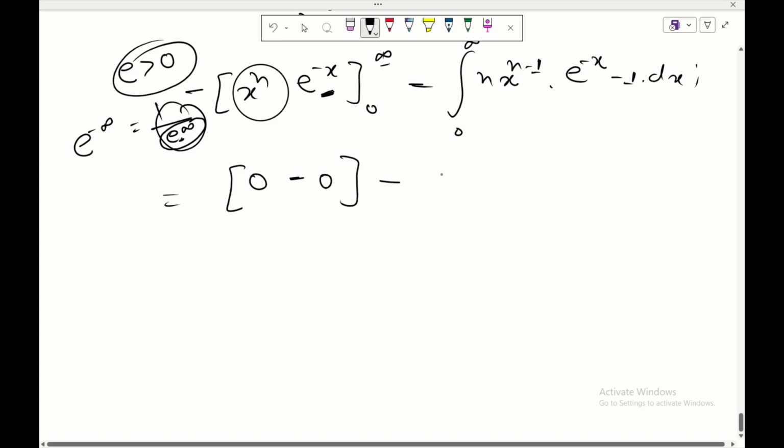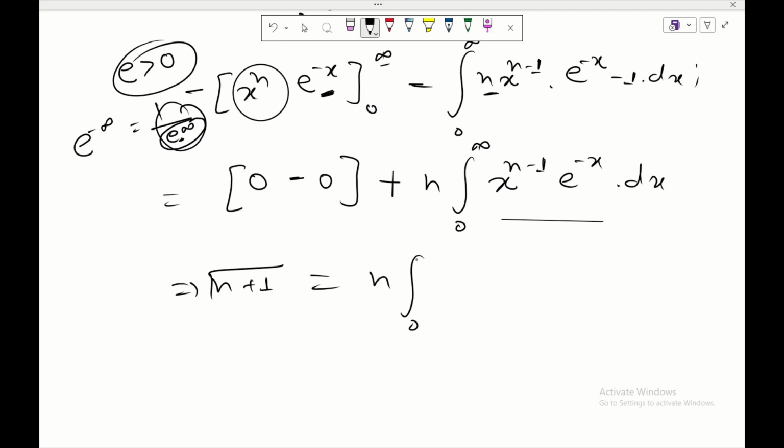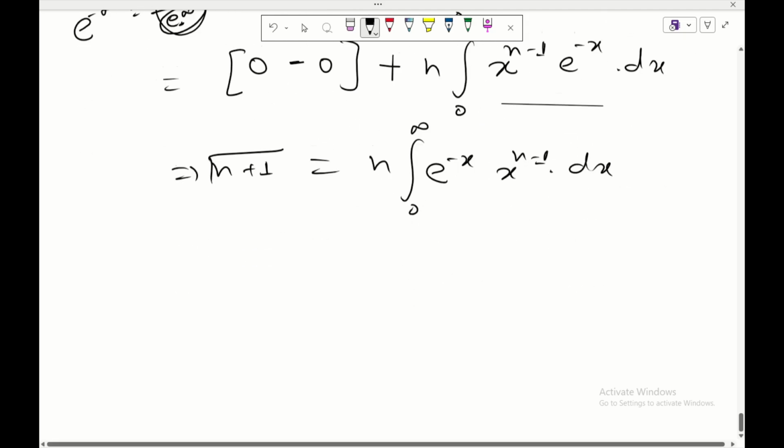Minus, I can write out of this box this integral 0 to infinity. Now this minus and this minus will cancel out, so I can write plus. Now x to the power n minus 1, e to the power minus x, dx. Now see carefully, this is nothing but our gamma function. Okay, so I can write gamma n plus 1 equal to n times integral 0 to infinity e to the power minus x, x to the power n minus 1 dx, and this is nothing but the gamma function.